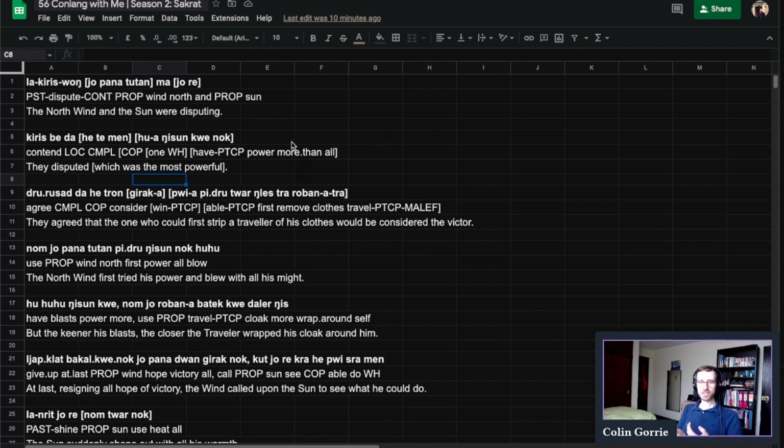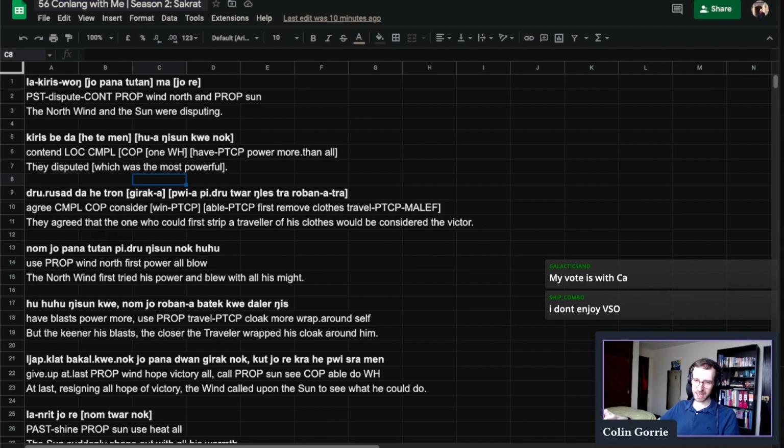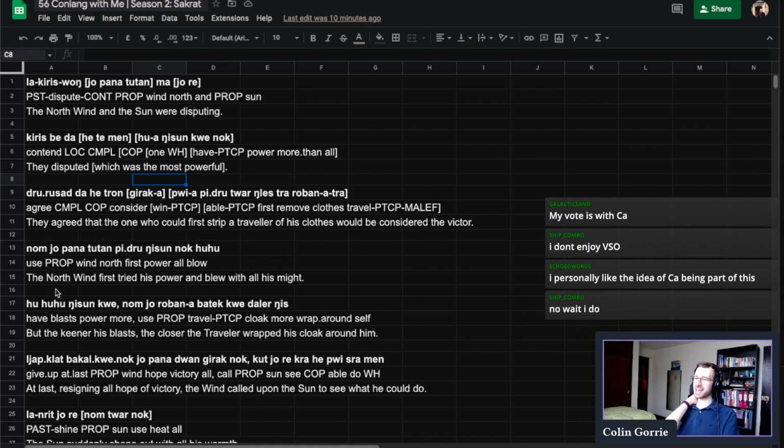So having heard the story, chat, what do you think? Which one do you think we should use as one of the two languages that will come into contact? I see in the chat, Quain says that CA fits Linnadhylif's chaotic energy. That's true. All right, getting a vote for CA. Maybe we should spend a little time with CA today then, to get to know it a bit better.